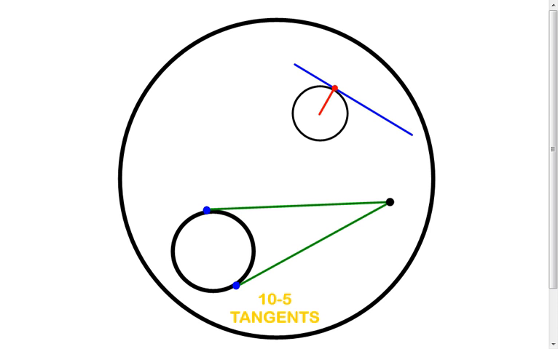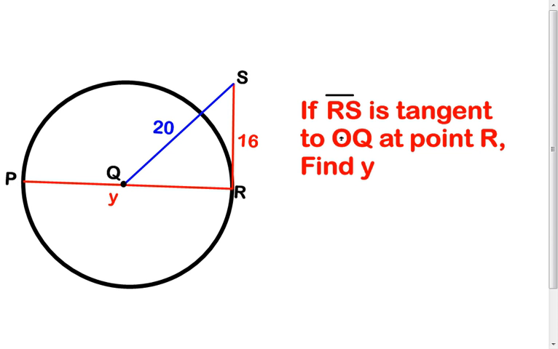Here I'm going to look at some examples dealing with tangents to circles. I think there were 4 examples here. In this first one, it tells us that segment RS is a tangent segment, and it's tangent to circle Q, which helps us out with some information.